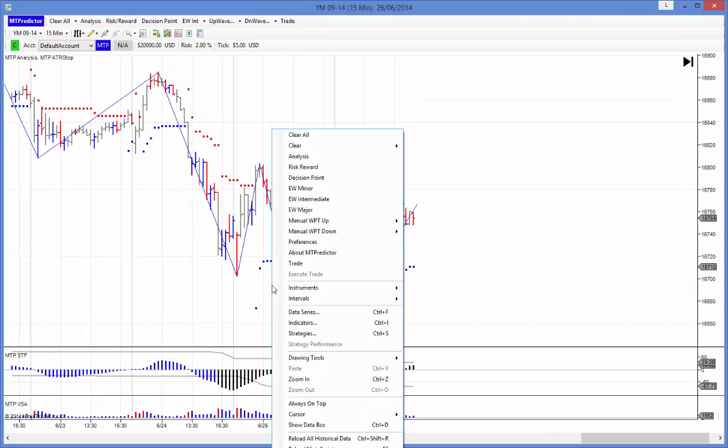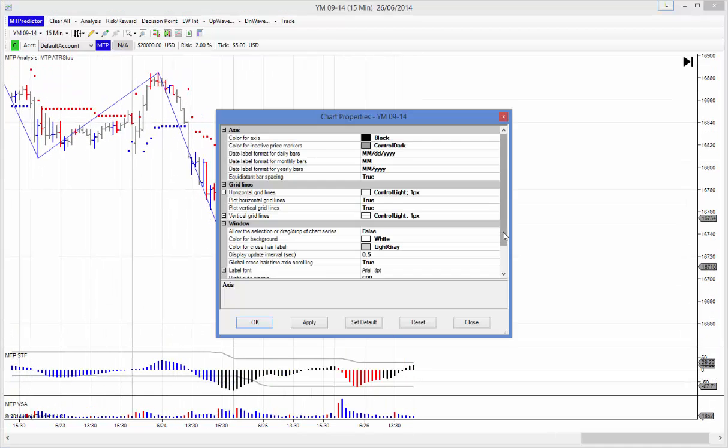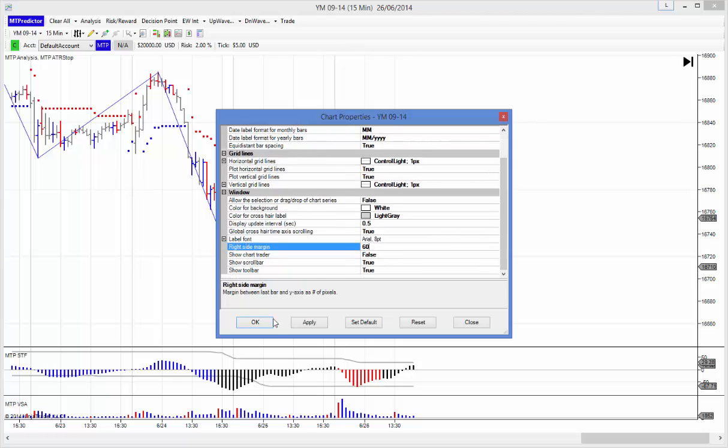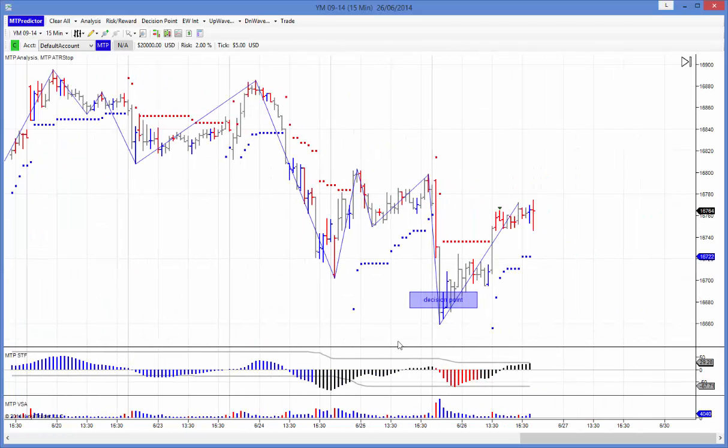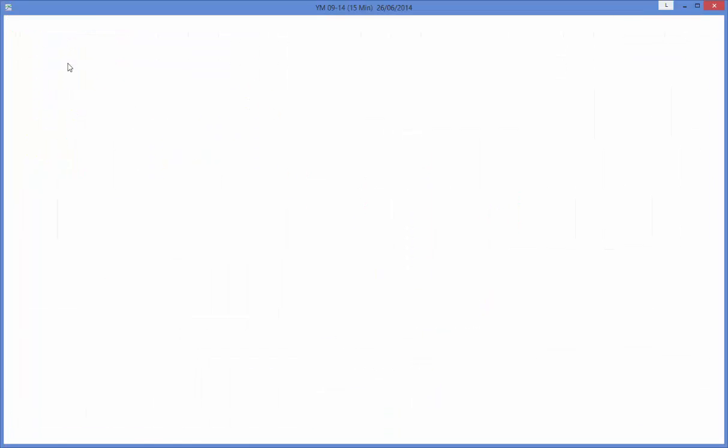And you can see what happened for the rest of the day. I'll just take that space off so we now have a bit more chart space to work with. In other words, this decision point level caught the low of the day and the market then rallied off that for the rest of the day. Let's now go down to the 3-minute chart.